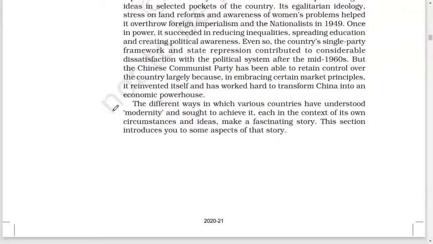The different ways in which various countries have understood modernity and sought to achieve it, each in the context of its own circumstances and ideas, make a fascinating story. This section introduced you to some aspects of that story.